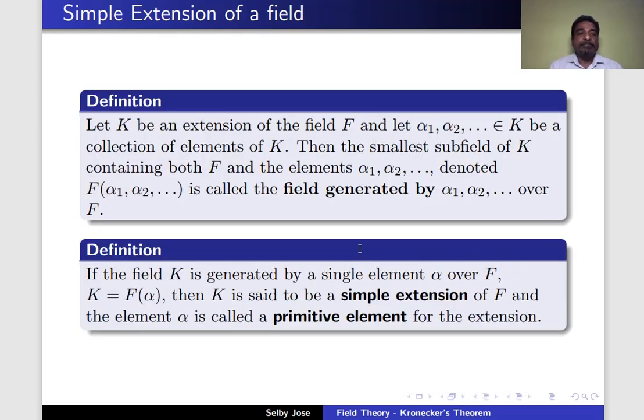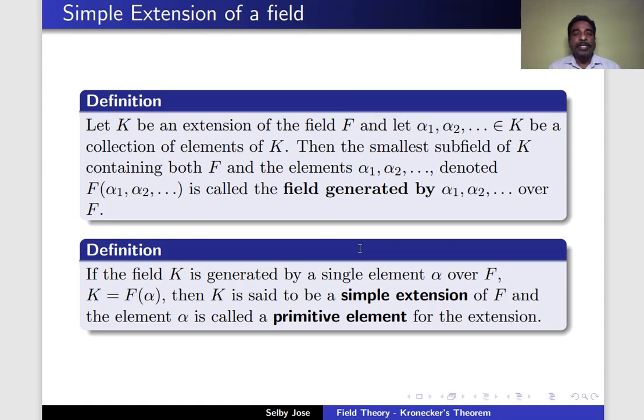Now let us see some definitions. Let K be an extension of a field F, and let α1, α2, and so on belong to K, be a collection of elements of K. Then the smallest subfield of K containing both F and these elements α1, α2, and so on, which is denoted by F(α1, α2, ...), is called the field generated by the elements α1, α2, and so on over F.